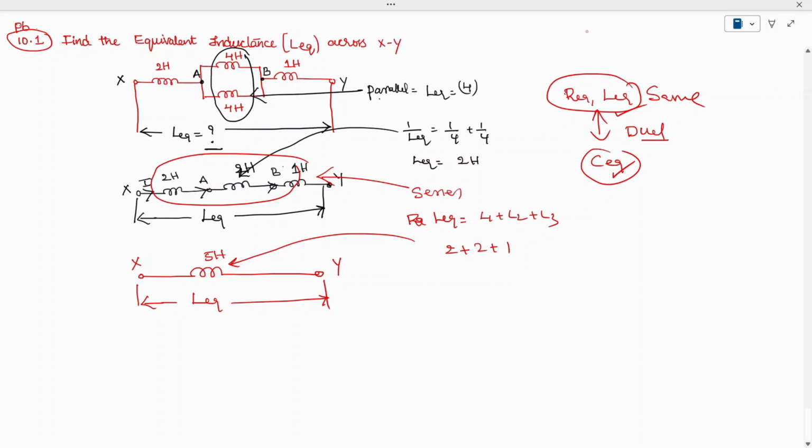Very simple to understand. I'm going to revise the problem. This is 2 Henry, and these two are connected in parallel. You can directly find it in this format also: product of inductance, 4 into 4 divided by 4 plus 4. 4 fours is nothing but 16 by 8, which is nothing but, sorry, 2 Henry. So here you are going to get 2 Henry. Again 2 Henry, 2 Henry and 1 Henry are connected in series. The resultant is 5 Henry. So that's how to calculate the value of L equivalent.